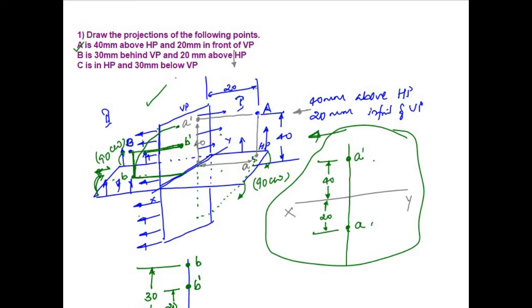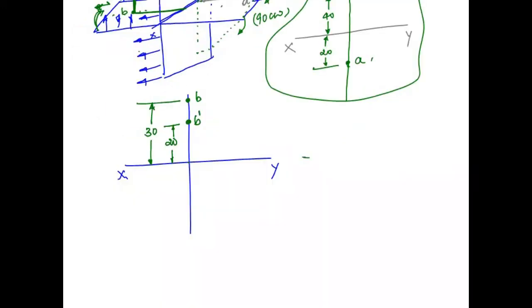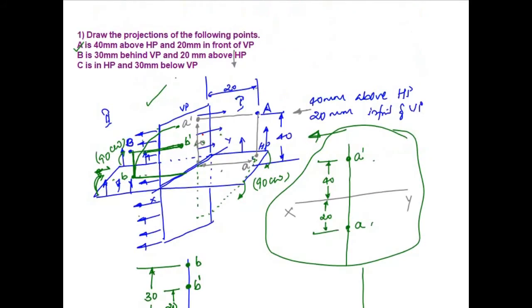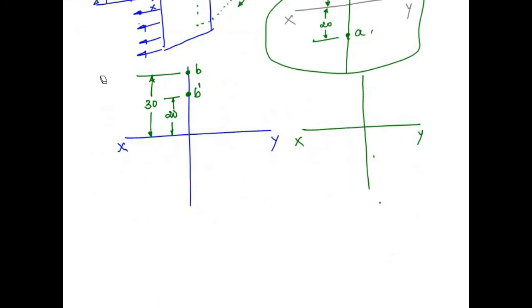So here again I am drawing my XY line and a projector for C. C is in HP. If the point is above HP, we get a projection above XY line. Similarly, if it is in HP, the front view will be on the XY line. Understand? So here C is in HP. First I will mark the front view. So this becomes my C dash.